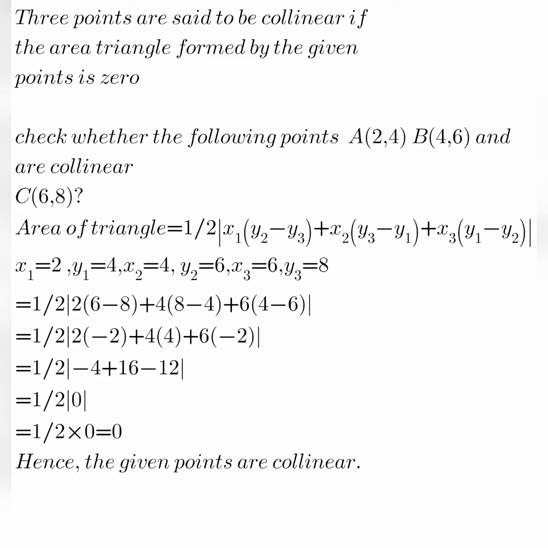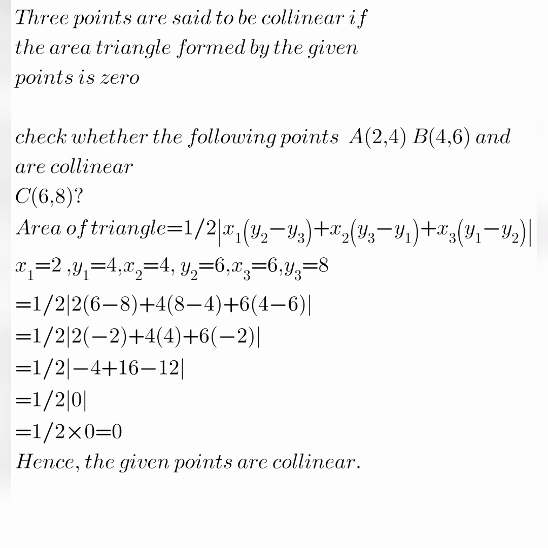Check whether the following points A (2, 4), B (4, 6) and C (6, 8) are collinear. So therefore, if the area of triangle formed by joining these 3 points is equal to 0, then the given points are collinear. So what is the formula we have discussed? Area of triangle is equal to 1 by 2 modulus x1 into y2 minus y3 plus x2 into y3 minus y1 plus x3 into y1 minus y2, where x1 is equal to 2, y1 is equal to 4, x2 is equal to 4 and y2 is equal to 6, x3 is equal to 6 and y3 is equal to 8.